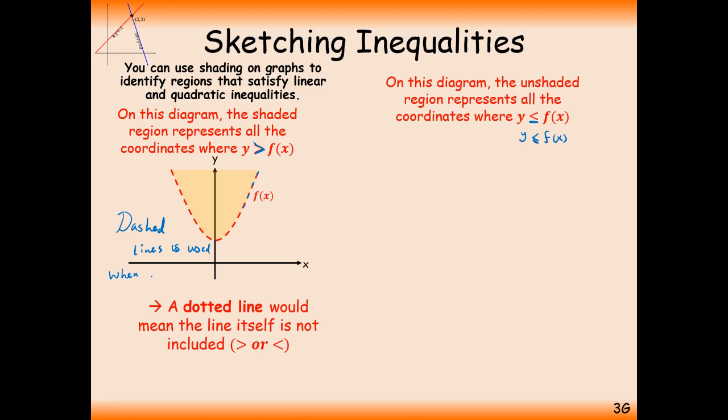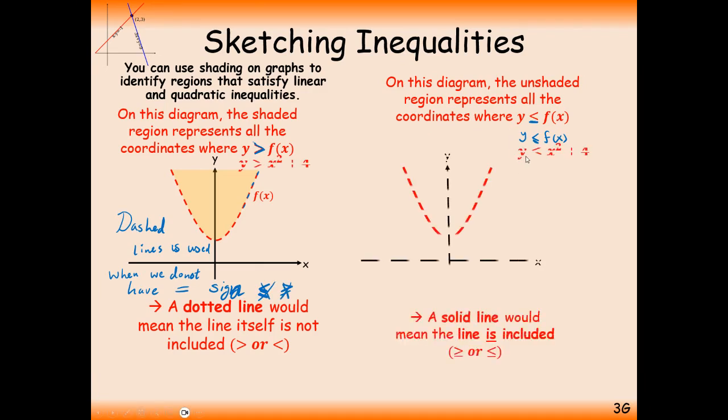So when we don't have equality, we don't have it here, but here we do. On the right side, if you do have equality, you use a solid line. Dashed and dotted are the same thing. Here is a solid line because y could be equal to that graph.